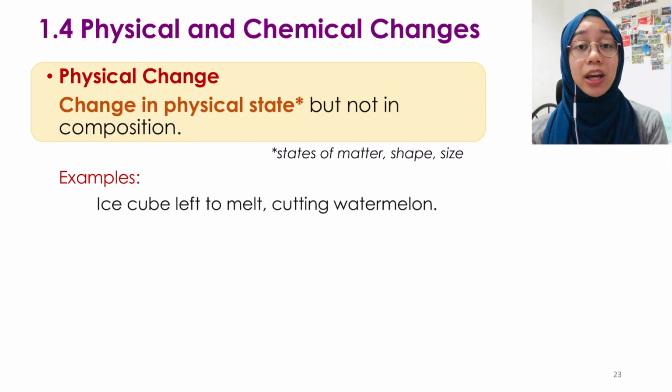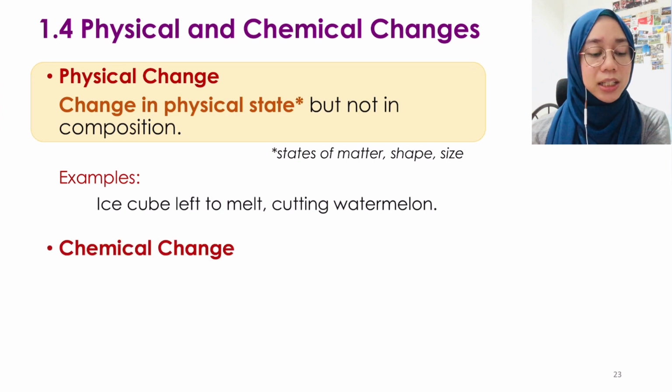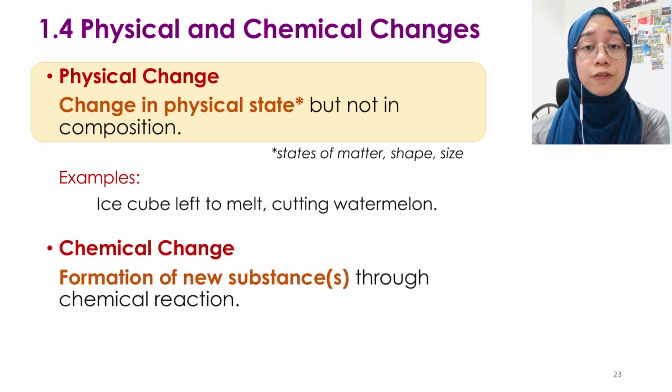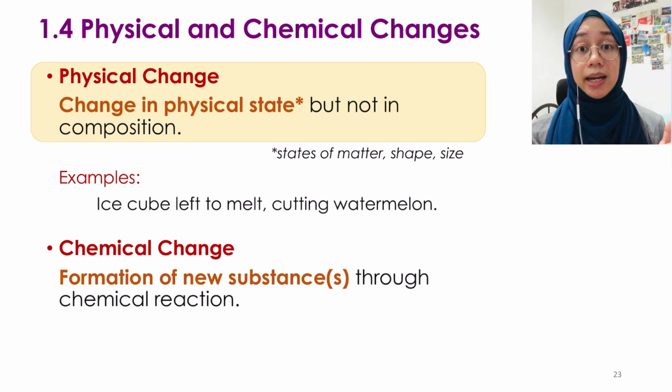So what about chemical change pula? So chemical change is when a new formation of substance through a chemical reaction. So yang ni pula kamu form something new. Maksud ada chemical reaction yang berlaku kat situ and then you form something new. For example, initially XY and then when it undergoes a chemical reaction, dia sekarang jadi YZ. Maksud ada a new substance yang terhasil. So kalau macam tu, it is considered sebagai chemical change.